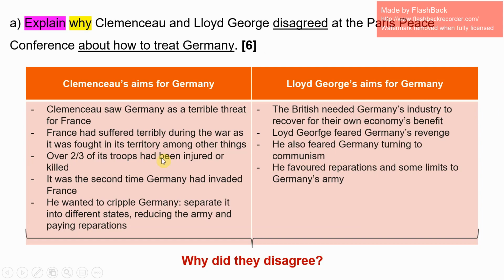Clearly, Clemenceau's aims were a bit more harsh on how to deal with Germany, which was justified from his point of view, and Lloyd George's aims were not as hard because it was justified from the British point of view, not to be too harsh on Germany. That's the main reason why they disagreed, okay? That's what you need to show using those facts with your own words, explaining.